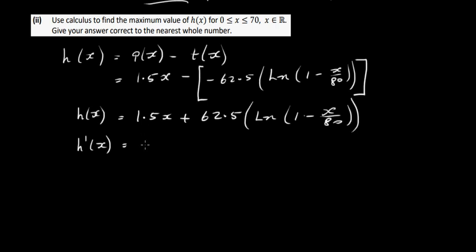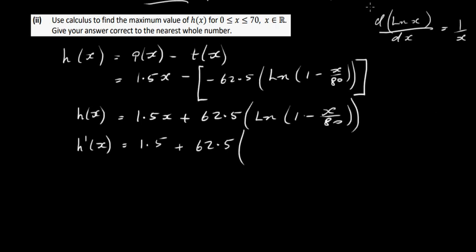So if we differentiate 1.5x, we get 1.5. Differentiate this part here now, that's going to be 62.5 times the derivative of the log. Now, if we differentiate the log of x with respect to x, we get 1 over x. So this is our basic rule here.